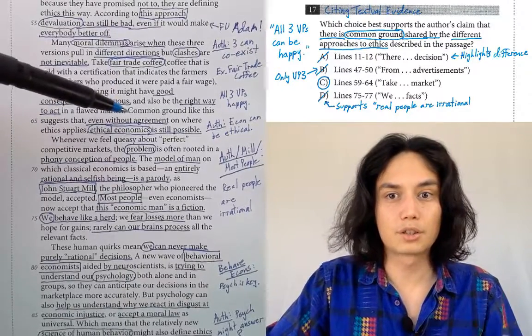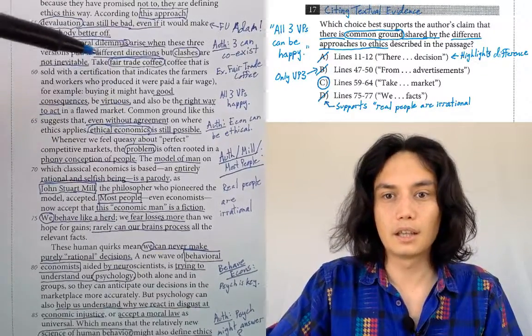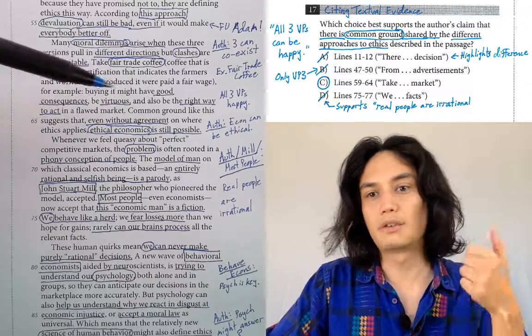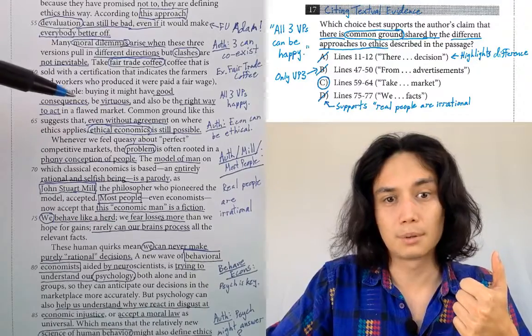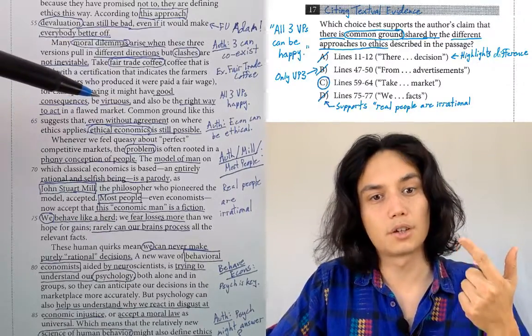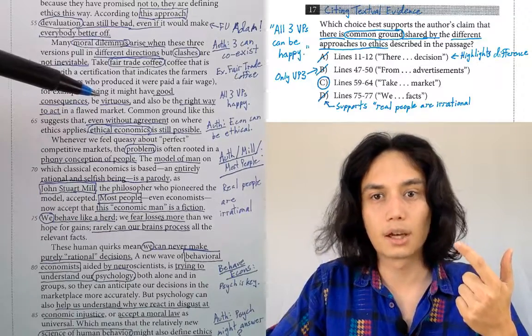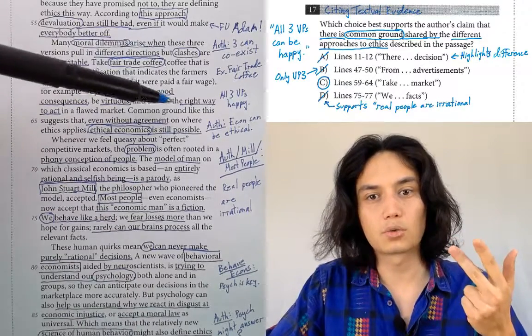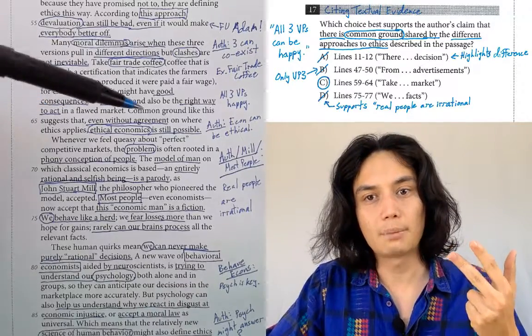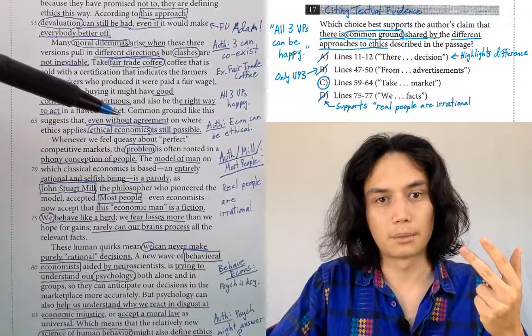Like the common ground I just described, and that's common ground like in the fair trade coffee example, where buying fair trade coffee is going to have good consequences, so Adam Smith is happy because he thinks ethics is all about consequences. It's going to be virtuous, so Aristotle's happy because he thinks ethics is all about character and virtue. And it's also the right way to act, so the actions people are happy. All three viewpoints are happy. That's the common ground we're talking about.